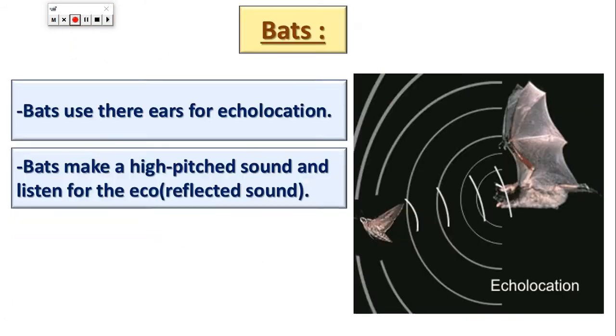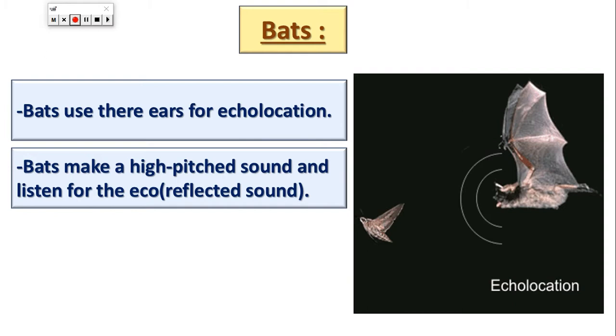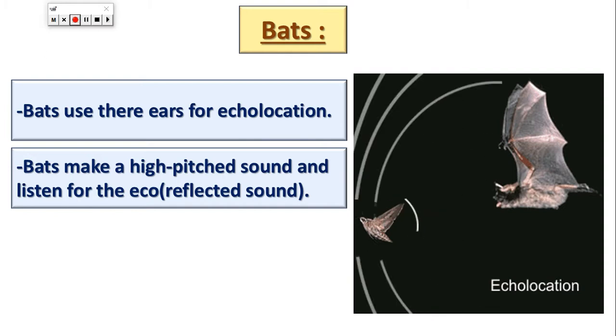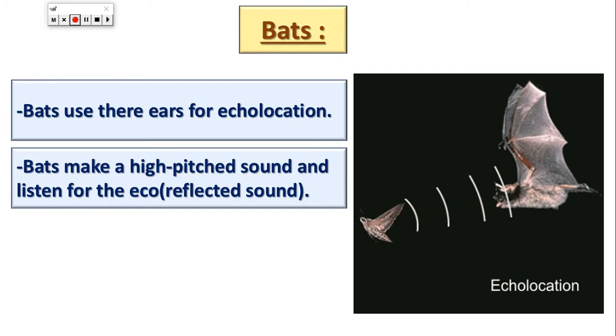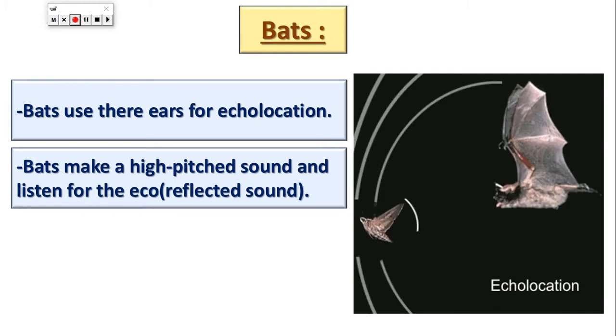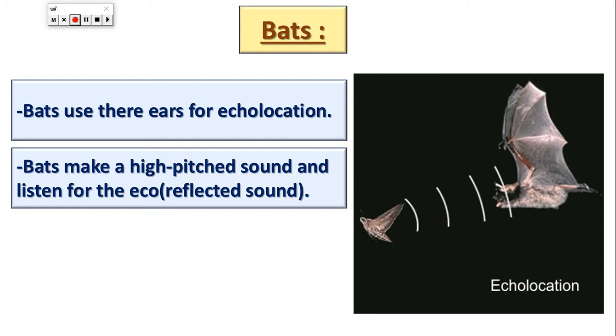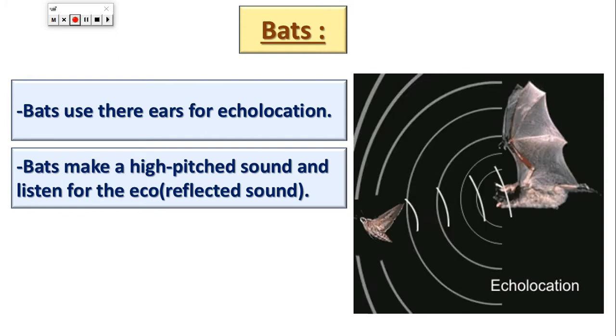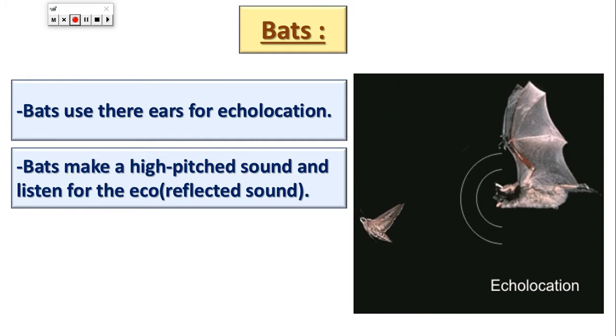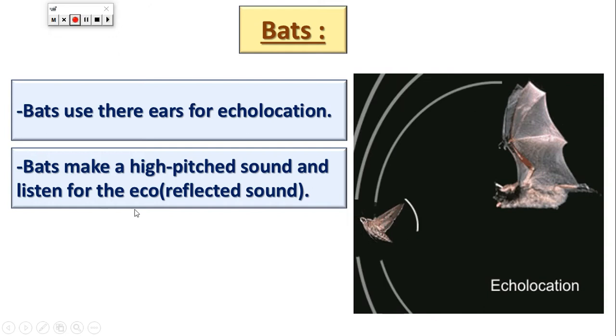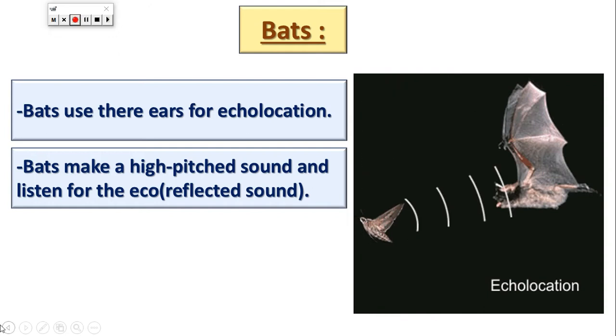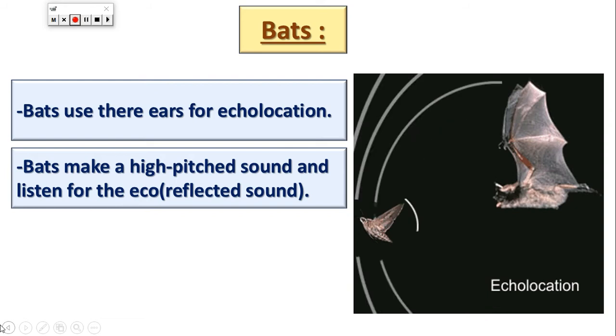Okay? Let's talk one more time about the bats. The bats are nocturnal animals that are active at night and they use echolocation to find the prey. Right? The new information about the bat in this lesson is that the bat makes a high-pitched sound. We took the high and the low-pitched sound in the humpback whale, right?